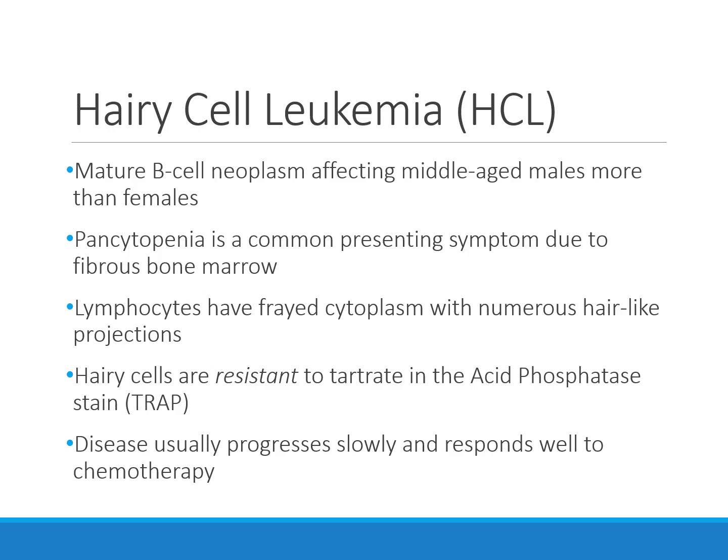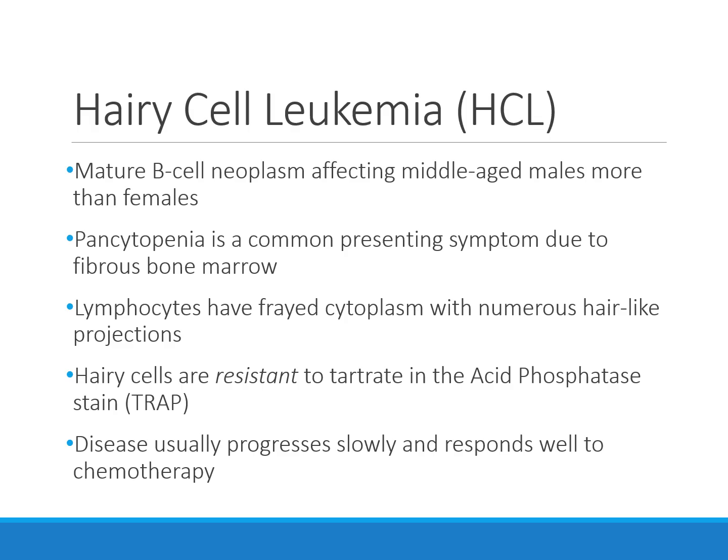All right, so hairy cell leukemia. This is a fun one. I think I've only seen this once in my career here, at least. And what we're looking at in terms of hairy cell leukemia is a mature B cell neoplasm. And this typically affects middle-aged males more than females. It can affect females, though. Pancytopenia is commonly presented in terms of symptoms due to fibrous bone marrow. So again, here we have another bone marrow that's kind of breaking down.